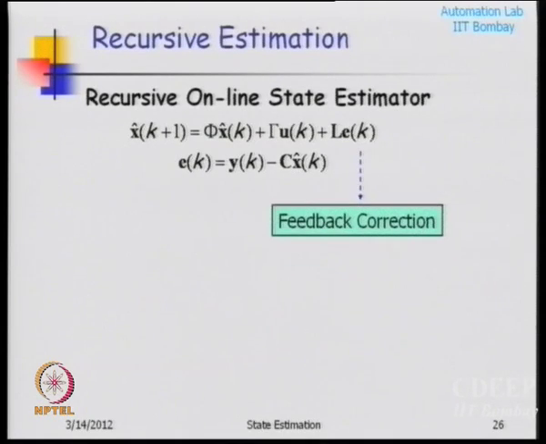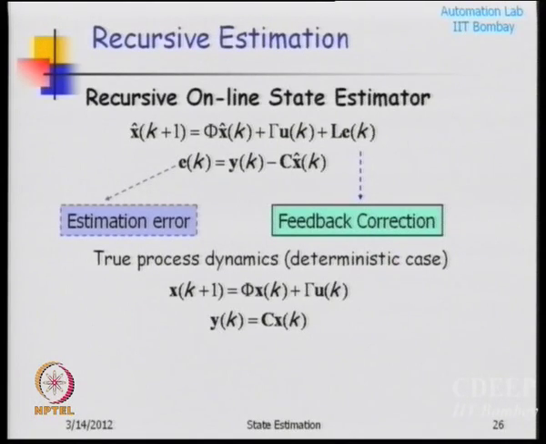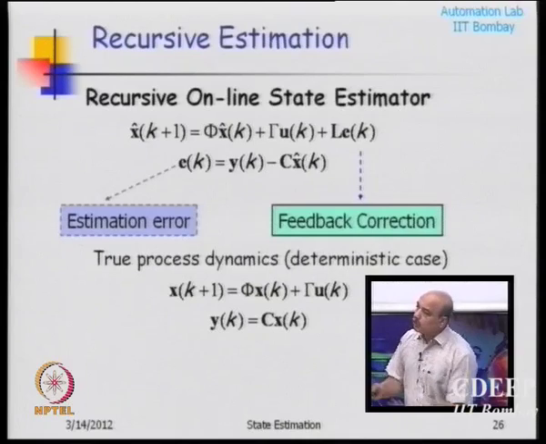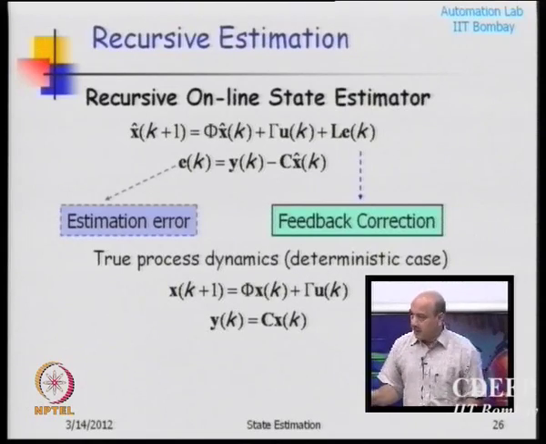Okay. So, this is a feedback correction, this is estimation error, it is also sometimes called innovation. The process is still like this. Okay. We are taking the deterministic case. Right now, I am still working with no noise, no disturbances, perfect measurements. I want to use this scenario.